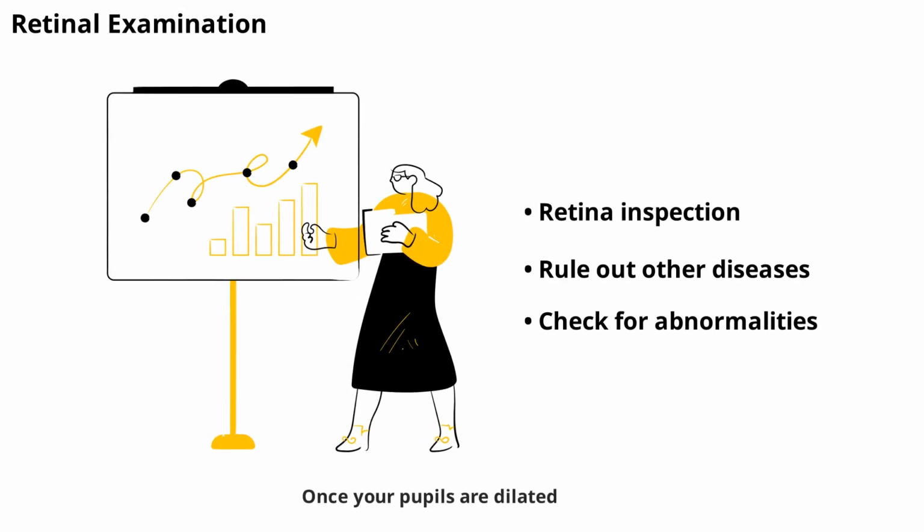Once your pupils are dilated, the doctor uses a special lens to examine the retina at the back of your eye. This step is important because it helps rule out other causes of vision loss, such as retinal disease or damage. The doctor will look for signs of cataract as well as any other abnormalities that could affect your vision.